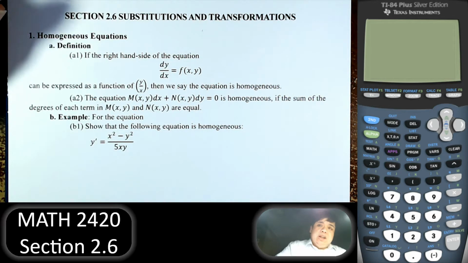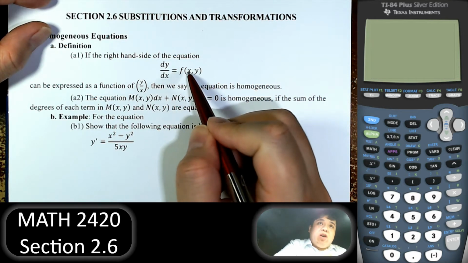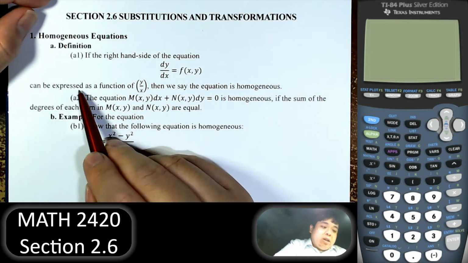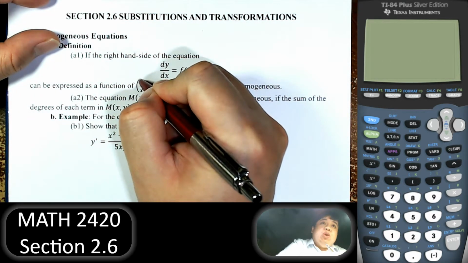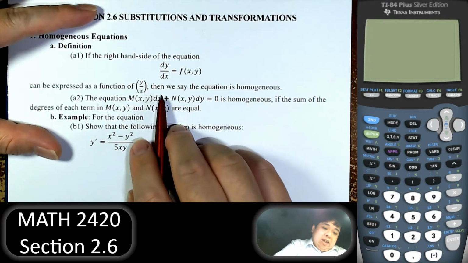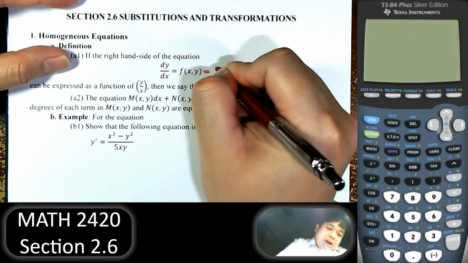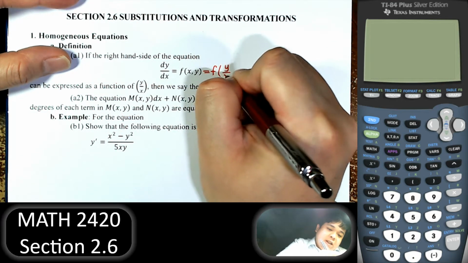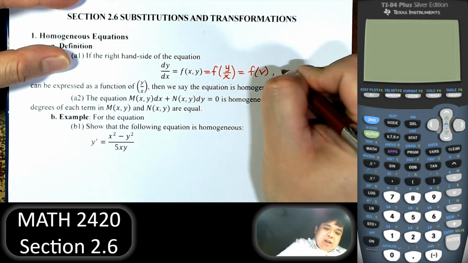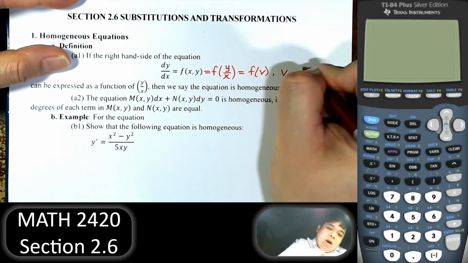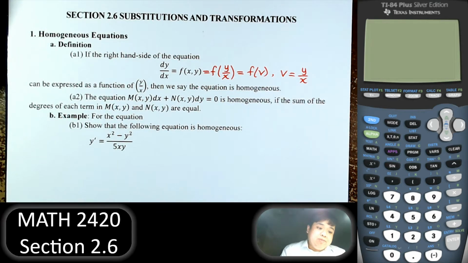A homogeneous equation is an equation in the form where we have the derivative equal to a function, and this function can be expressed as a function of y over x. Usually we let v equal y over x. And if it is the case, then we say this equation is homogeneous. So once again, the function f of x, y can be written as a function of y over x, or the function of v, if v is y over x. If it is the case, then the equation is homogeneous.